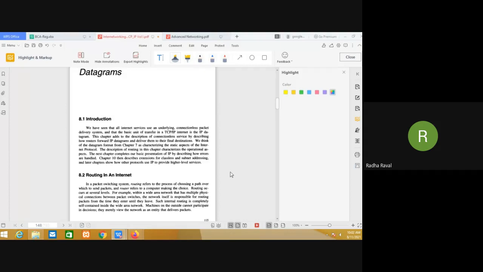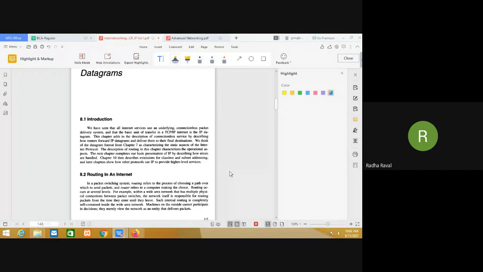So like, if you are in a WAN, wide area network, that has multiple physical connections between packet switches. So the network itself is responsible for routing packets from the time they've entered until they leave. And internal routing, inside your network, the network itself decides how to send it. And if you have to deliver the packet outside on the internet, it will be chosen by the router. The routing path is chosen by the intermediate routers, and the outside machines can't be involved in this process.